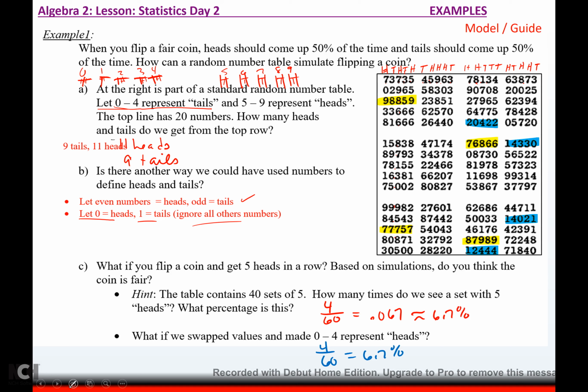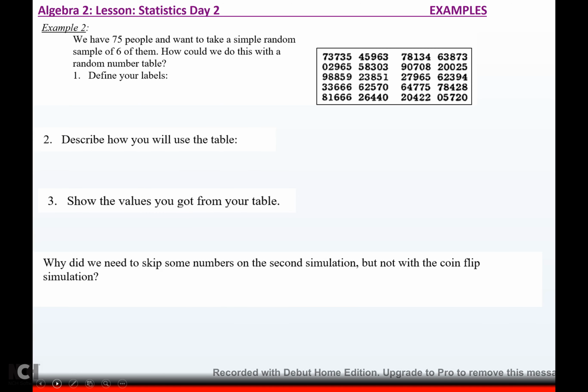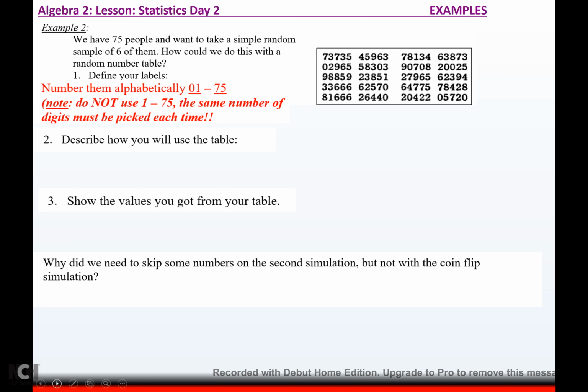Alright, so what about some other ways to use a random number generator? Well, it says we have 75 people and want to take a simple random sample of 6 of them. How could we do this with a random number table? Well, again, there's tons of possibilities. We could number them alphabetically, 1 to 75.